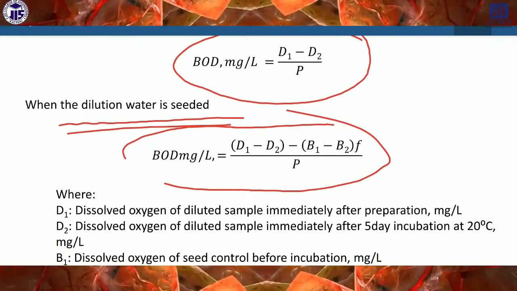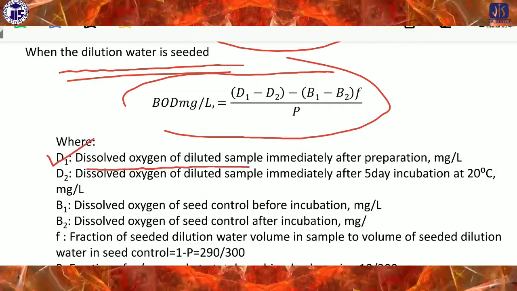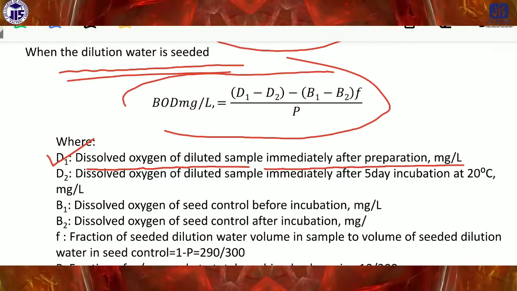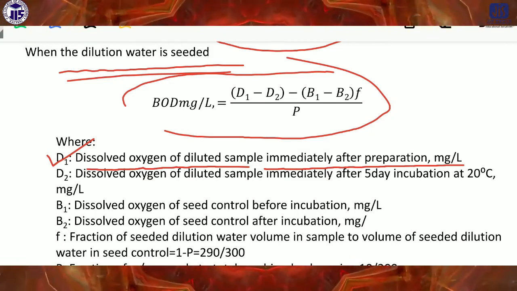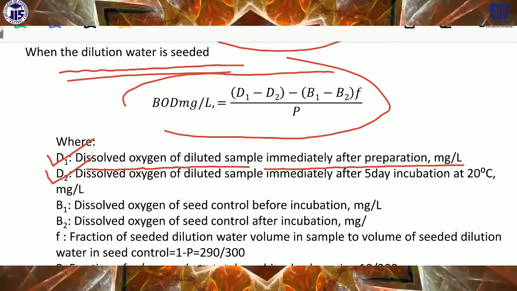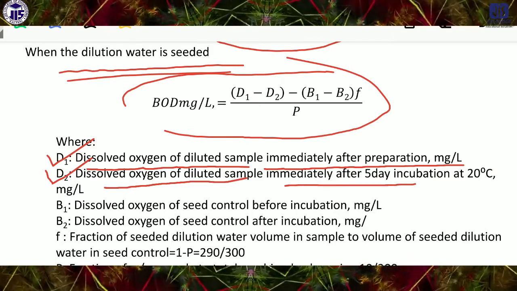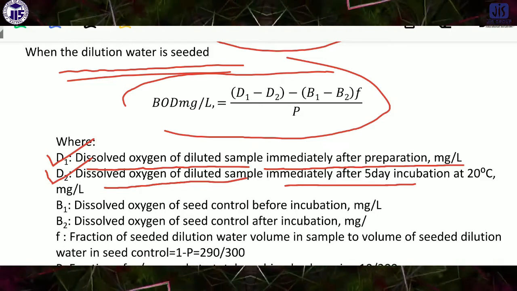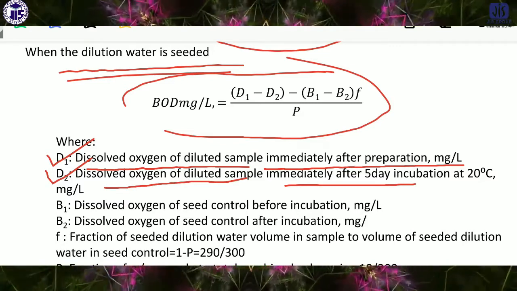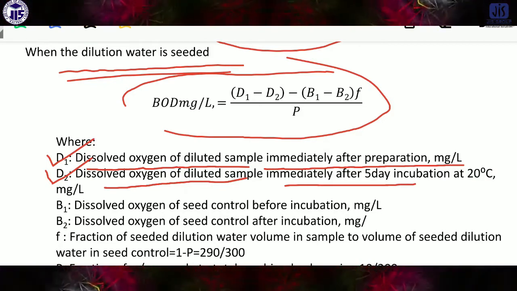First of all, D1 is the dissolved oxygen of the diluted sample immediately after preparation. What I told you, that after preparing the bottle, the DO or dissolved oxygen of the sample, will be D1. D2 is the dissolved oxygen of the diluted sample after 5 days of incubation at 20 degrees C. I will solve the numerical problems also from here, because from this chapter you have to keep in mind there are different kinds of numerical problems you can expect, which are very important.